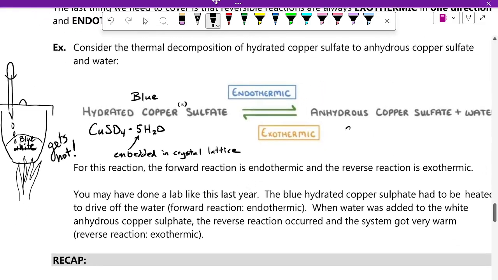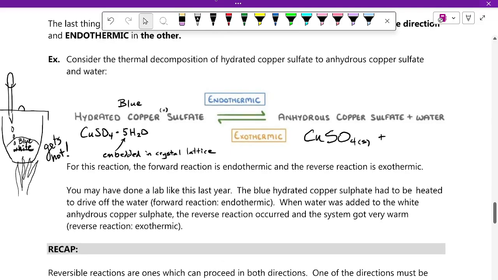Okay, so we have CuSO4 solid plus 5 H2O liquid, but you can make it go backwards.